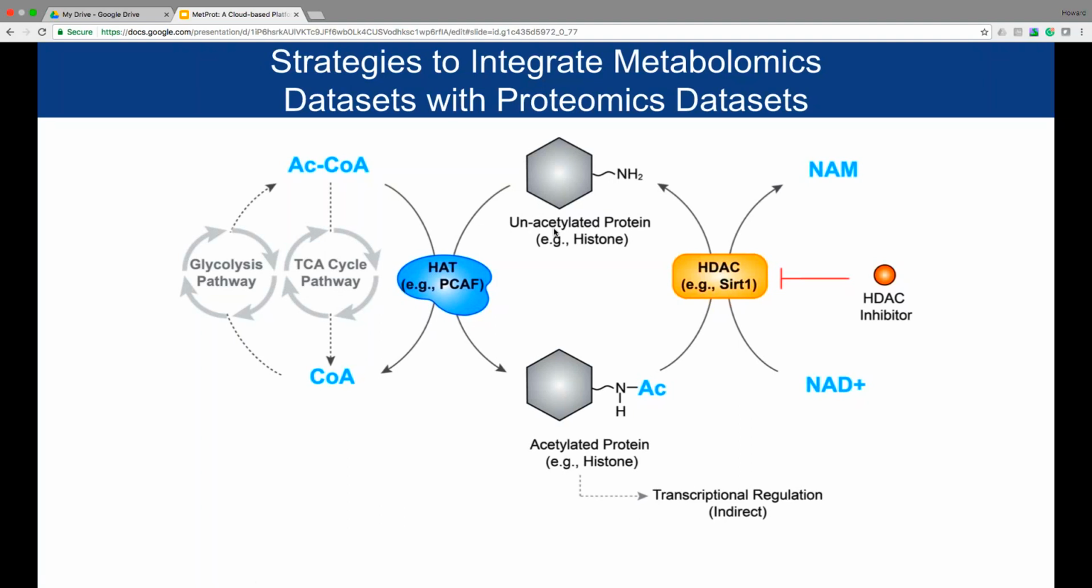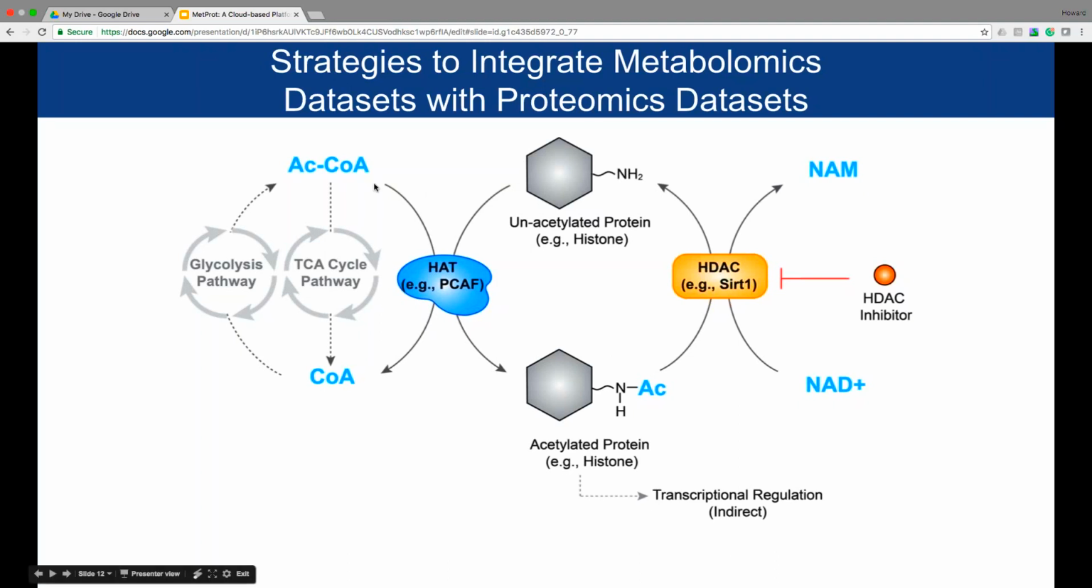Okay, so here's the unacetylated protein with a free amino group, and with a histone acetyltransferase, the acetyl-CoA is transferred to the histone protein, and this acetylation is considered a post-translational modification. And second, the acetylated proteins can be deacetylated by the histone deacetylase.